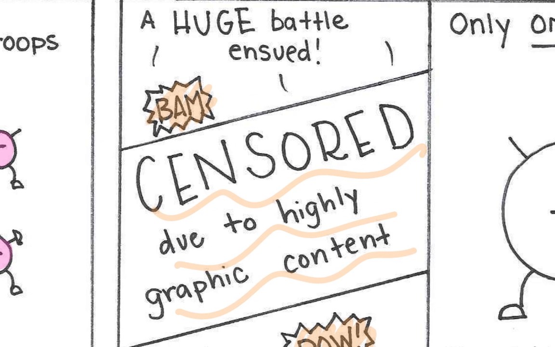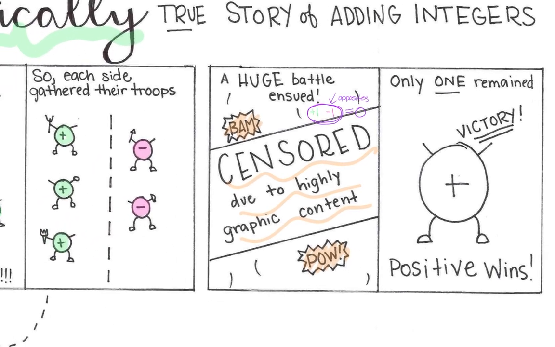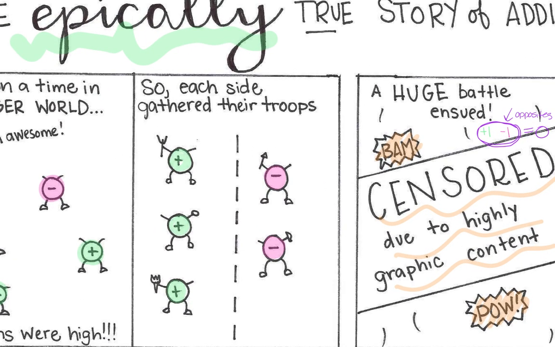So if we think about this, if we have one positive and then we have one negative and we put them together, they're gonna battle one against one. We know that these are opposites. So boom, they're gonna come to nothing. They become zero. So each time a positive and a negative go to battle, poof, they disappear. They become zero. So right here, these two became zero. These two became zero. They were gone.